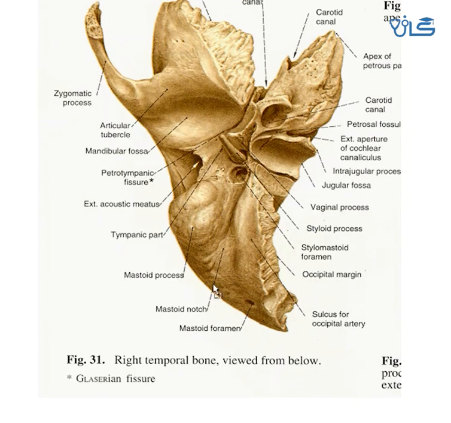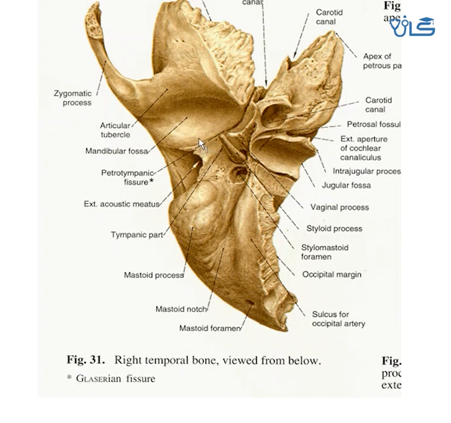This view is the inferior surface of the temporal bone. You can see the inferior surface of the petrous part of the temporal bone contains the opening of the carotid canal and the jugular fossa. In addition, you can see the styloid process. The base of the styloid process is sheathed by the vaginal process of the tympanic part of the temporal bone.